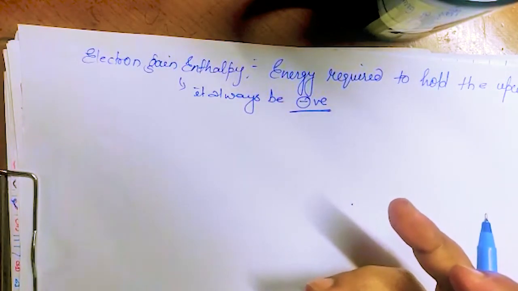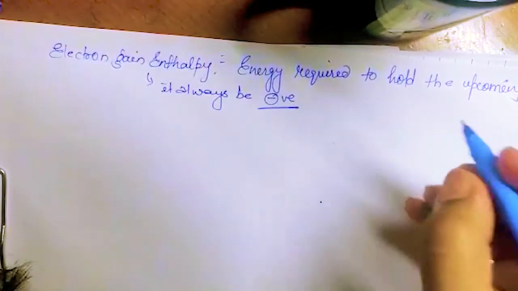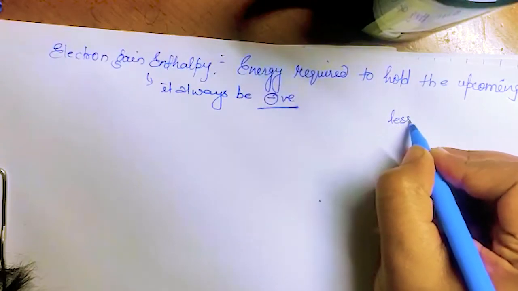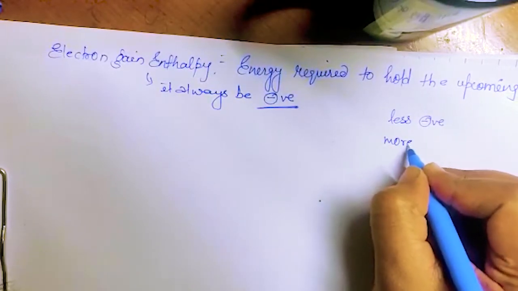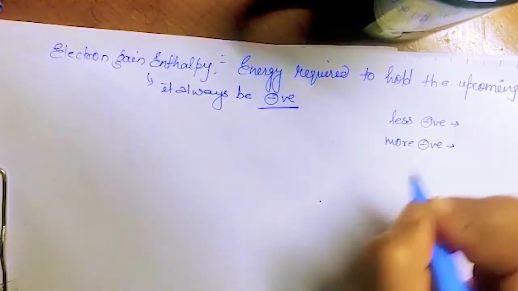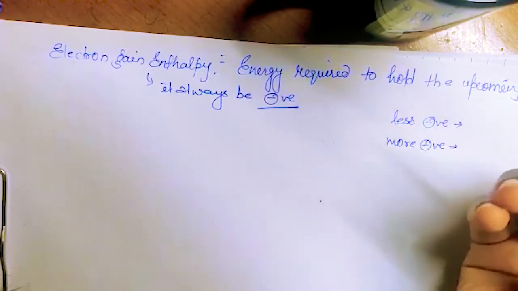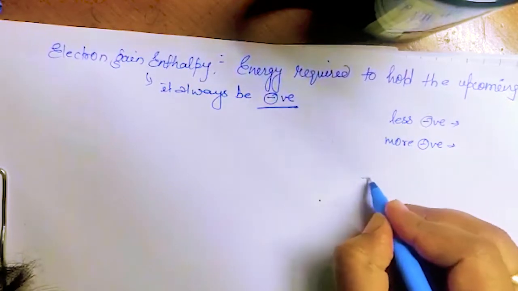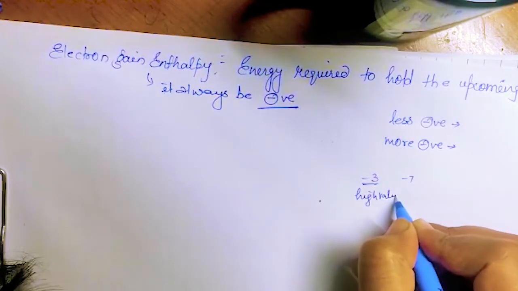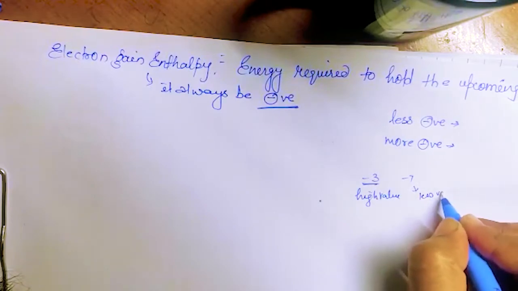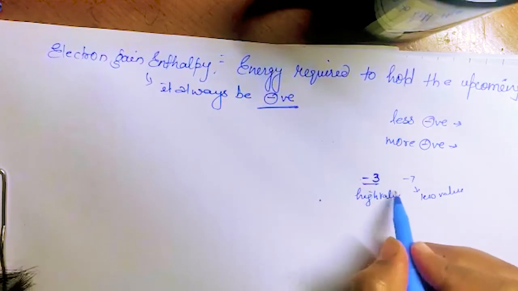How it is, just wait, I will explain it. First of all, what you have to learn is when we talk about less negative or more negative. These are the two words that I will always use. Less negative, for example as I have explained, like -3 and -7. This one is the high value and this one has less value. So less negative has high value.